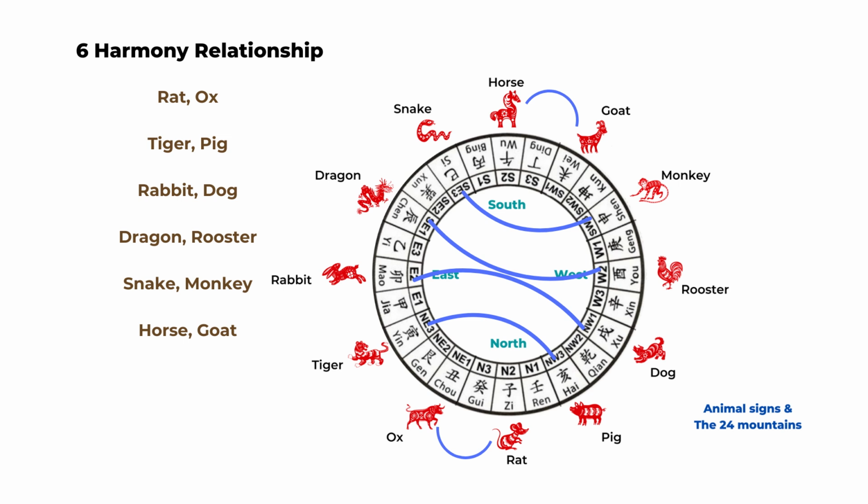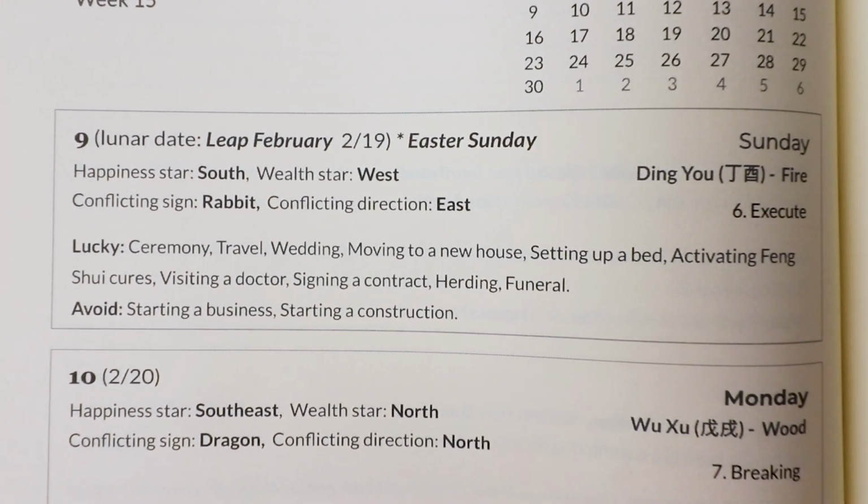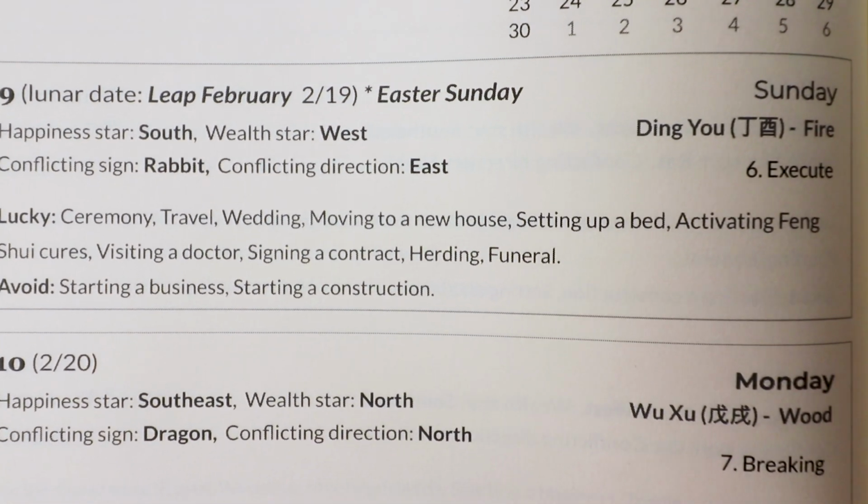And you can also see their natural directions. And the conflicting or incompatible sign is the one across from it. For example, the rat and the horse, the rabbit and the rooster. They are the opposites. So when we translate that into the calendar and we check the daily earthly branch, we can find the compatible and conflicting animal signs and directions. And all the information is written in most traditional Feng Shui calendars.